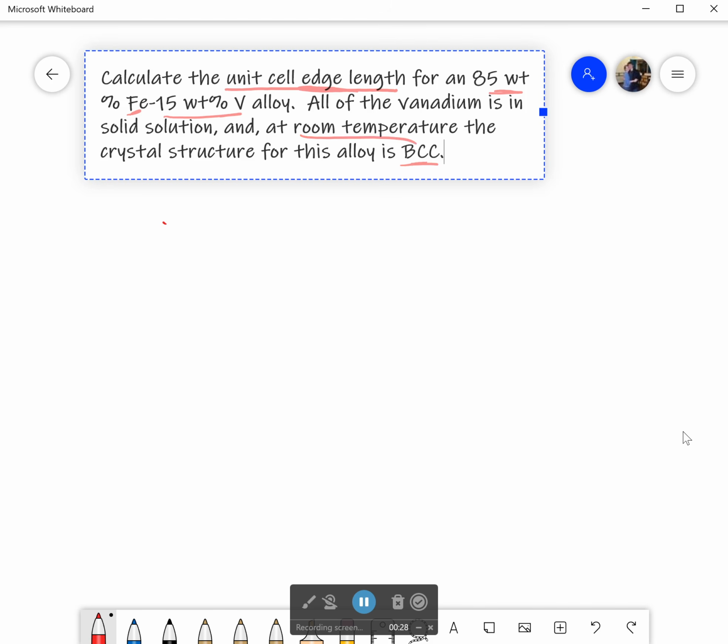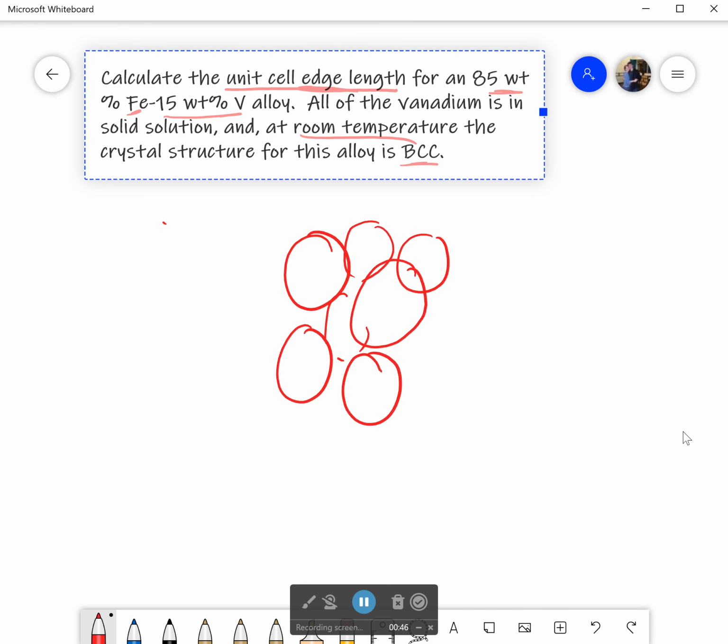Now, the big important thing here is we're going to have to realize, if we have this BCC cell, let me try to draw it. I'll do my best here. One in the back, one over here, one in the front. Beautiful. And I also have that one in the middle. And any one of these could be vanadium. They're mostly iron, there's 85 weight%, but some of these are going to be vanadium.